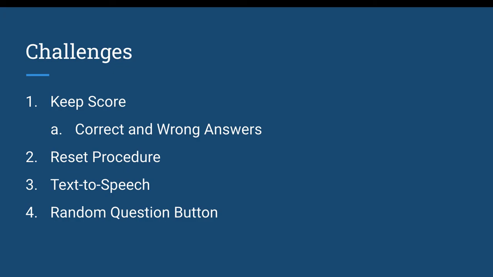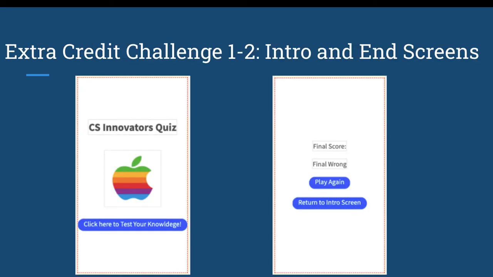I want you to try to add a random question button, so that references back to the basic coding that you did in Magic 8 Ball. So add a button where instead of the questions just going 1, 2, and 3, it'll bring up a random question. There's some extra credit challenges.